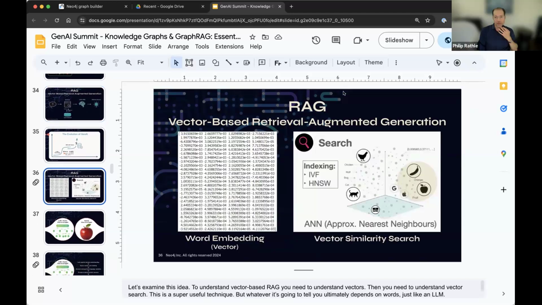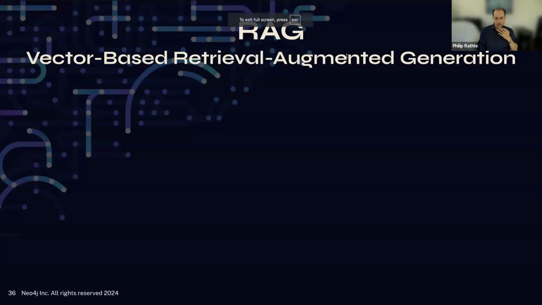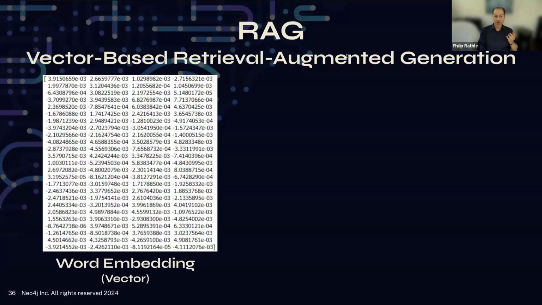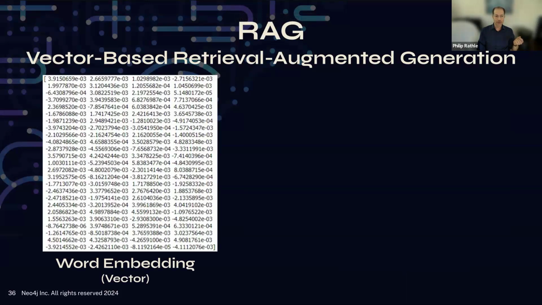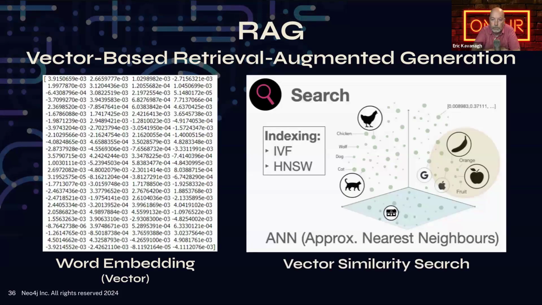But what is a vector ultimately? Obviously there are different kinds of vectors. Here we're talking about a word embedding, which is a big n-dimensional number space that describes a concept based on a statistical analysis of word frequency and proximity.